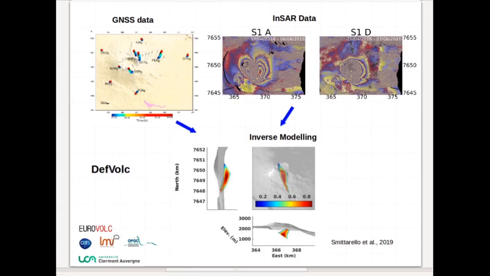Welcome to this tutorial on the use of DevVolk. DevVolk is a software for the inverse modeling of surface displacement in a volcanic context. The surface displacement can be GNSS satellite data or interferometric satellite data. The inverse models are 3D models with realistic topographies, and they can consist of any number of sources such as eruptive dikes, faults, or magma reservoirs.